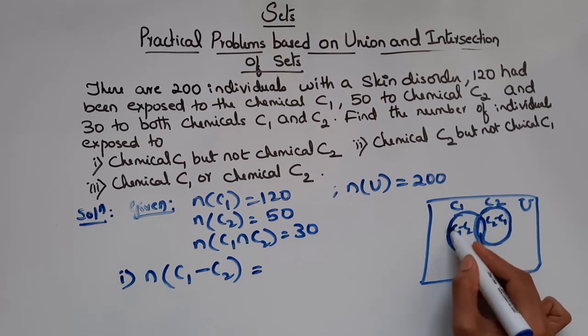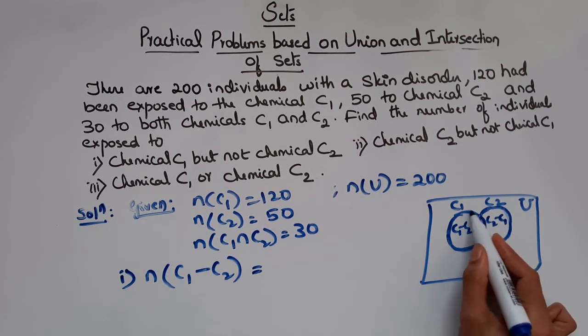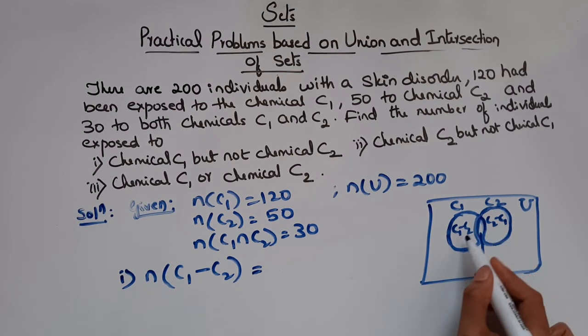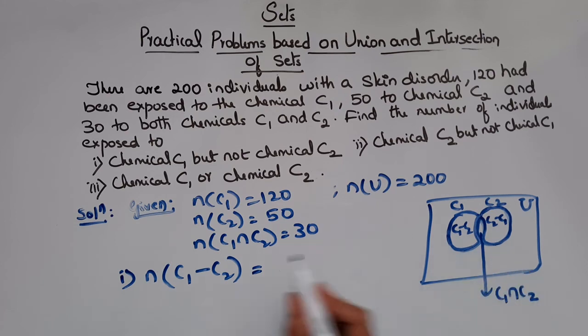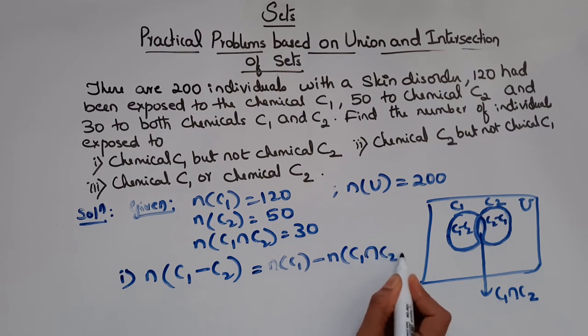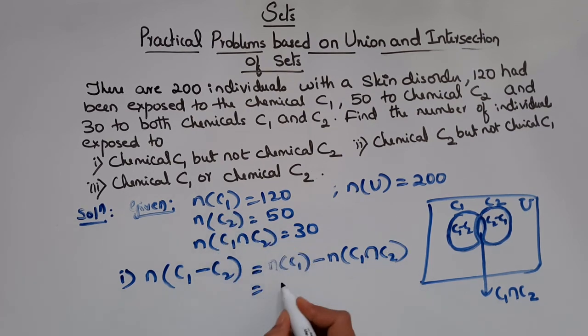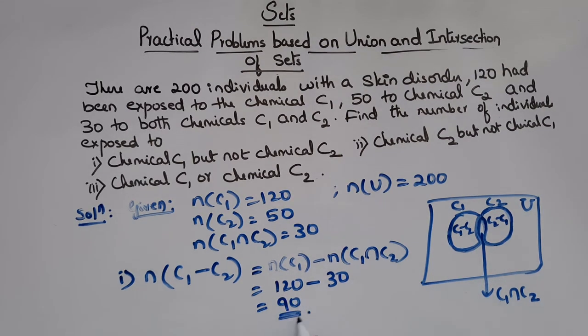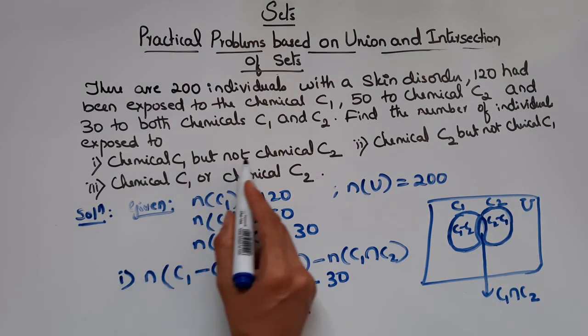So from C1, if you subtract C1 intersection C2, that will give you C1 minus C2, right? So N of C1 minus N of C1 intersection C2. Here what is N of C1? N of C1 is 120 minus N of C1 intersection C2, which is 30, which is equal to 90. So here 90 people are exposed to chemical C1 but not chemical C2.